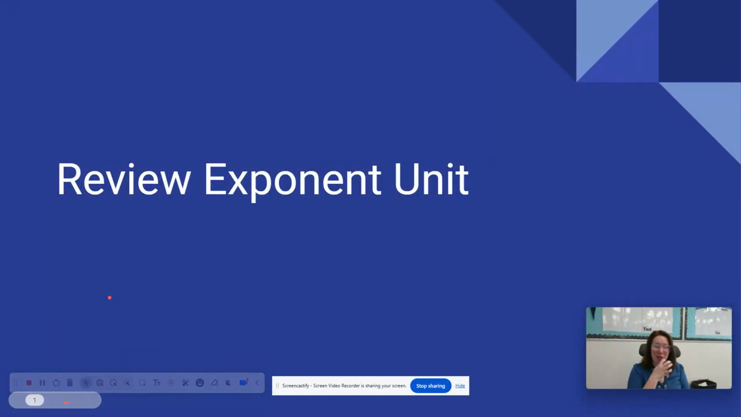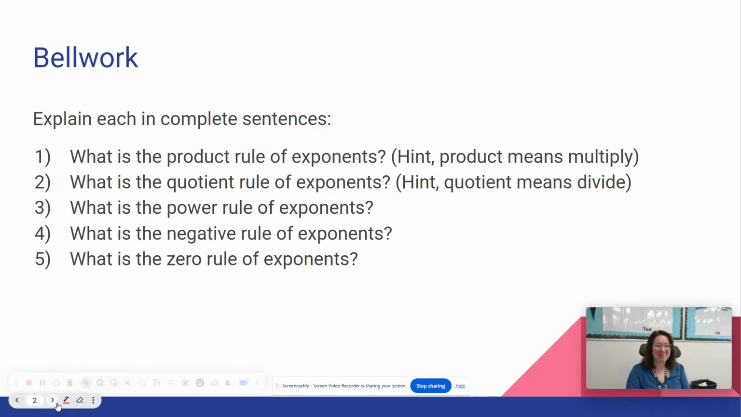Hi! Today we reviewed for the exponent test. So, let me just show you what we did. First, we did our bell work. Explain in complete sentences. What is the product rule of exponents?